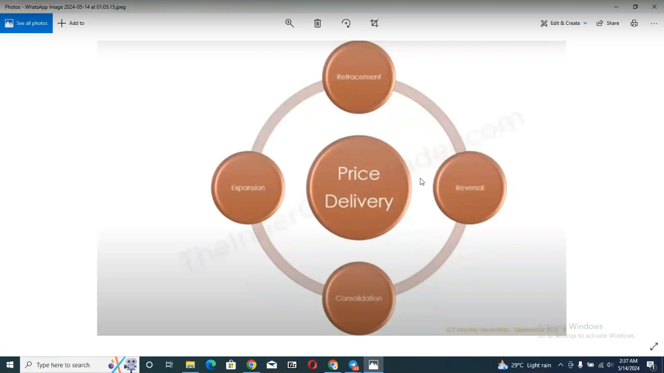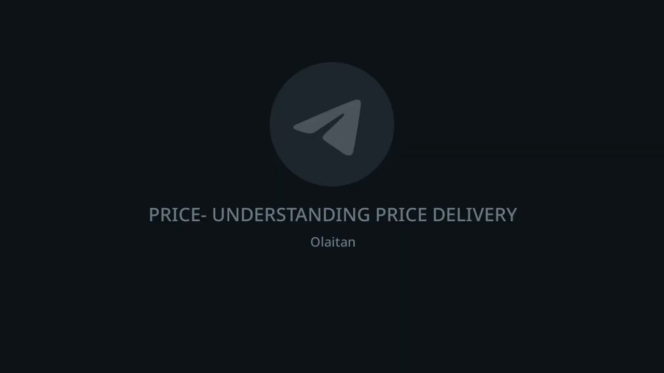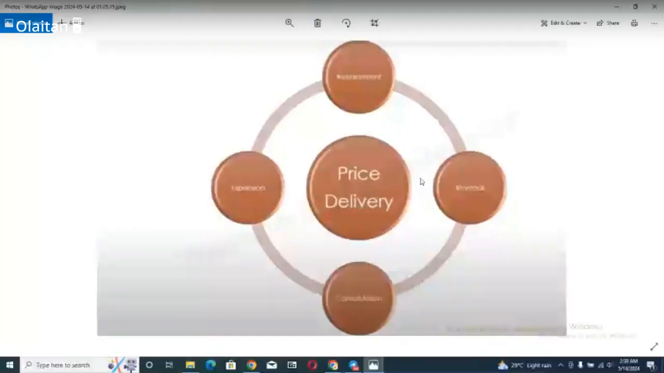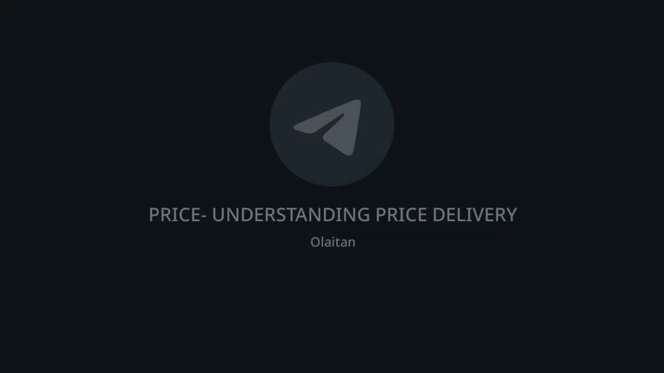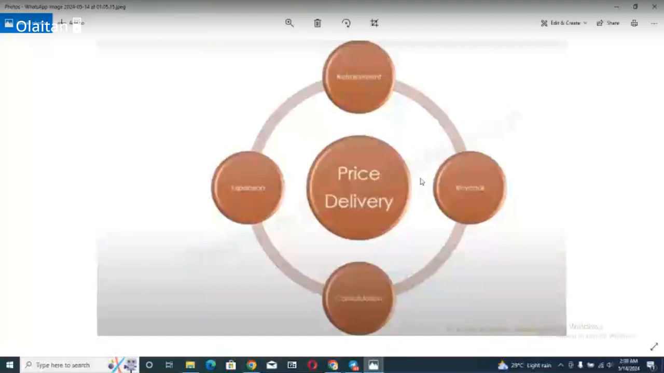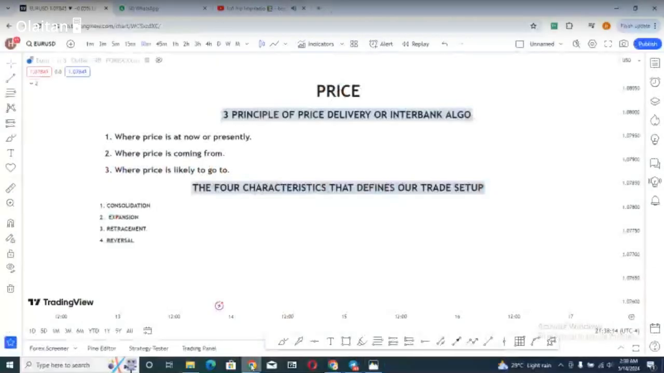So this is the price algorithm, that is the IPDA, what we call the interbank price delivery. This is how the market is structured. This is what the market makers use majorly in price at a particular period of time. Now we're going to go into the first part, and this video might take a while, but I'll try to shorten it.